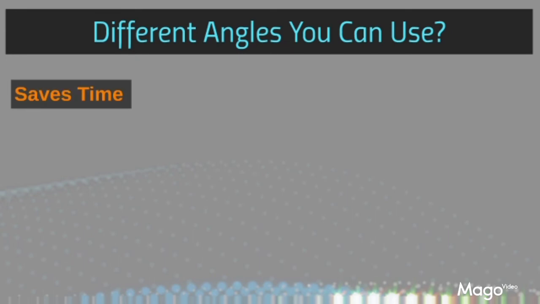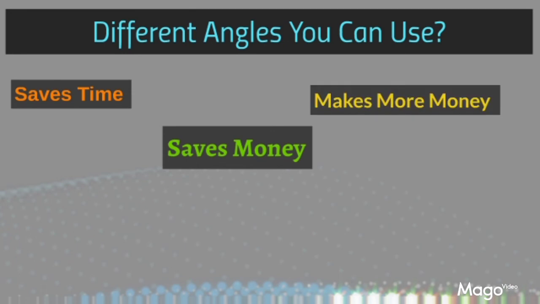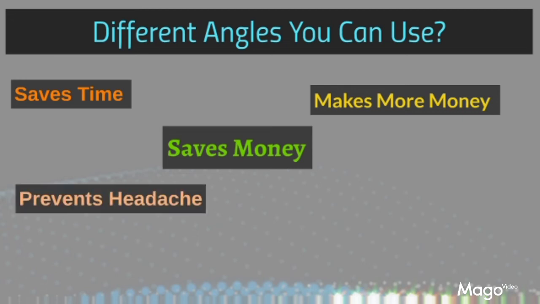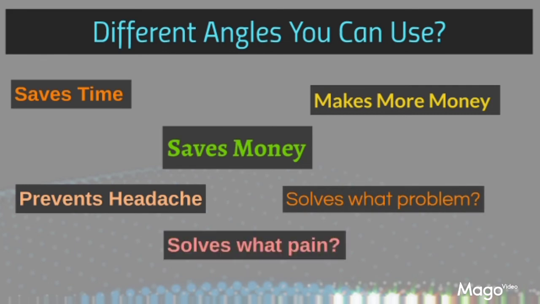So different angles that you can use are, for example, saves time. Your product or service can save time in some form or some way. Or maybe it saves money. Or it makes them more money. Or it allows them to do more with their time. As you can see, these angles can relate to each and every one of them. It prevents headaches. It solves what problem? And it solves what pain?